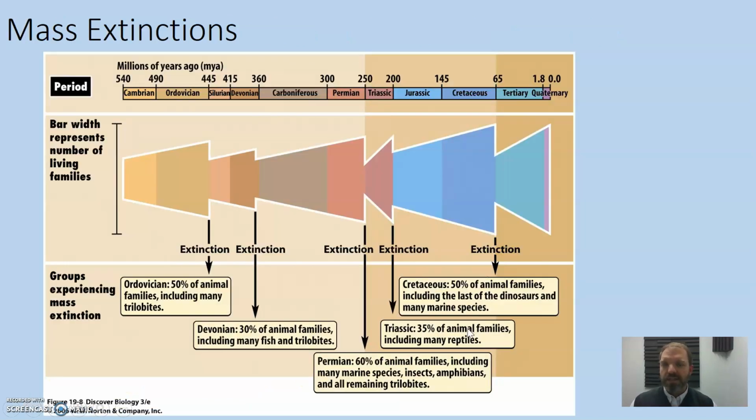Even worse than that background extinction, obviously, is the possibility of mass extinctions. There have been five big mass extinctions in the last 540 million years. Probably the most familiar one happened around 65 million years ago, which was the one that led to the extinction of the dinosaur species. At the end of the Cretaceous here, 50% of animal families, including the last of the dinosaurs and many marine species, became extinct after a large meteorite hit in Mexico 65 million years ago.